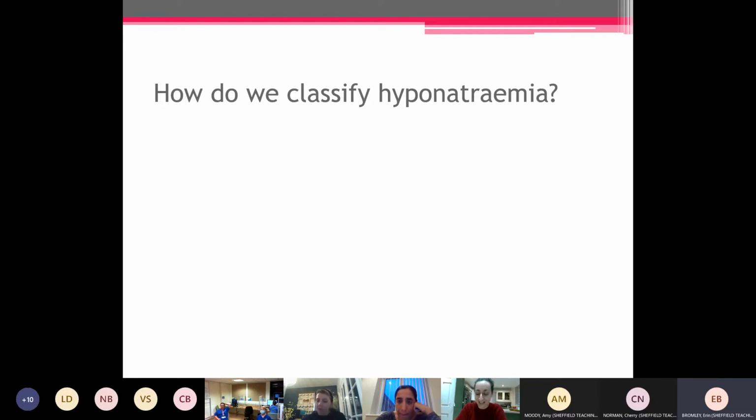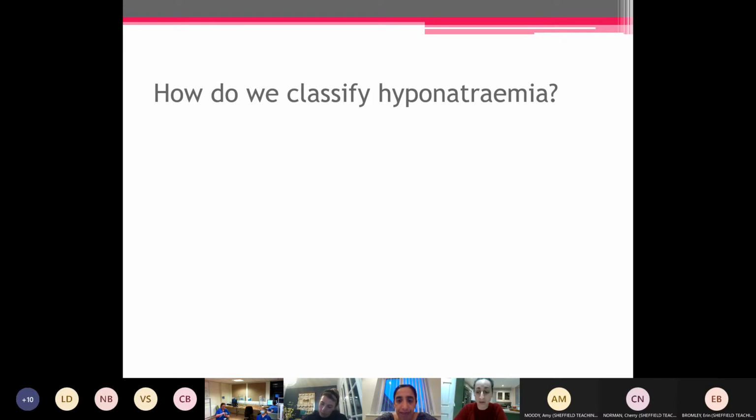Thanks. So that's one way of classifying it: by what the sodium is numerically. There are other ways as well. Does anyone know any other ways to classify hyponatremia? Is it something to do with the regulation of the water and the sodium? Yeah, so we can classify it by volume status.